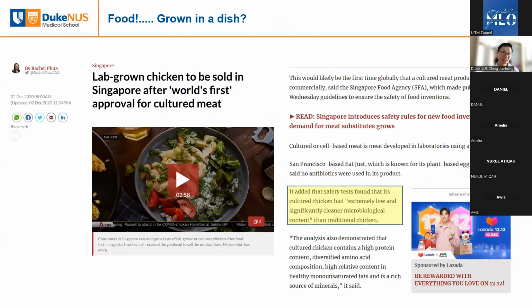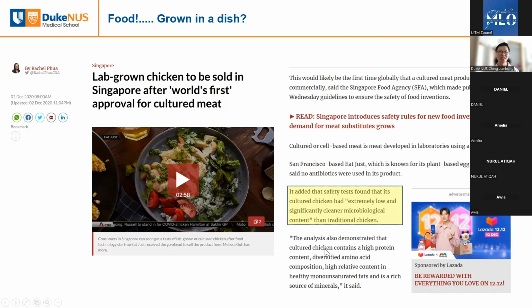What I have mentioned here are short-term safety issues that we have to screen for. But there are, of course, long-term safety issues that we have to be aware of. One issue I brought up to the committee was about the cleanliness of the meat. Cell cultured meats are very clean, as stated here.